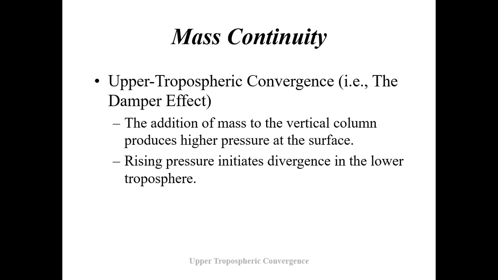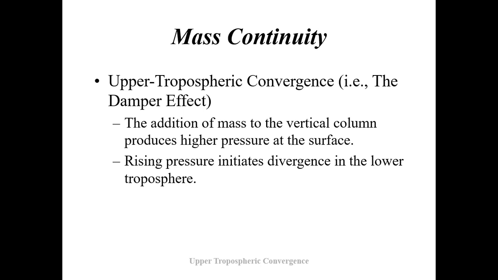The addition of the mass to the vertical column produces higher pressure at the surface, because as that upper level convergence occurs, the air streams meet, the air currents meet, and the air must eventually go down, and sinking vertical motion occurs. As the air sinks, it eventually hits the Earth's surface, and as it presses on the Earth's surface, your surface pressure is getting higher, because pressure is simply force per unit area.